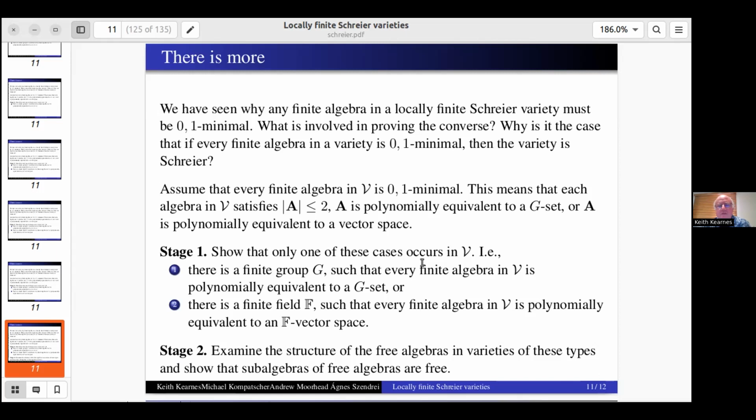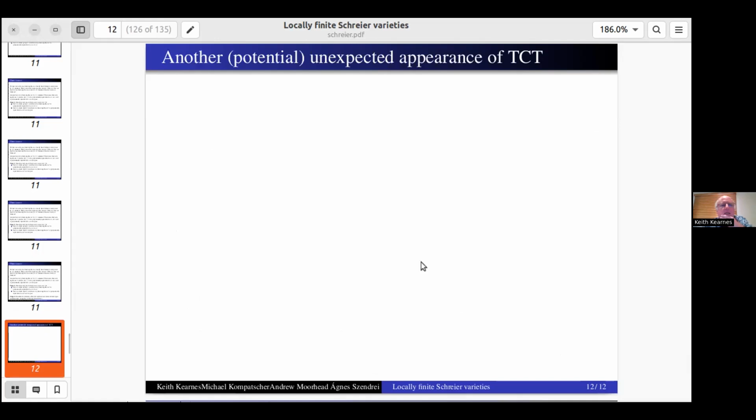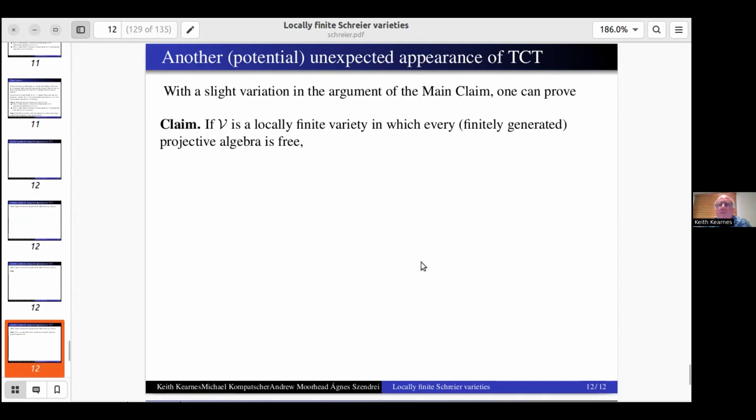You have to check some cases and cite the literature in some places about clones of affine varieties and clones of G-sets. Now, I want to end by just discussing something that came up as this was all being written, that there is another variation on this problem where tame congruence theory has a connection. And the variation is, instead of talking about Schreier varieties, so Schreier varieties are those where subalgebras of free algebras are free. There's a somewhat related question. If you have a variety, when is it true that projective algebras are free?